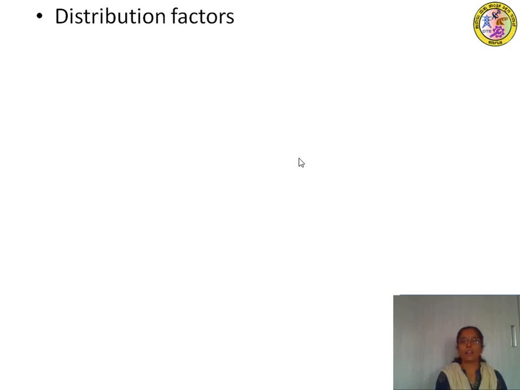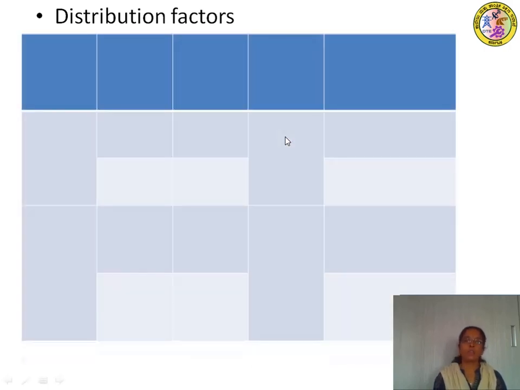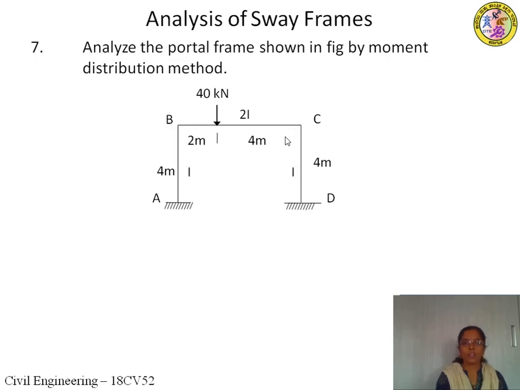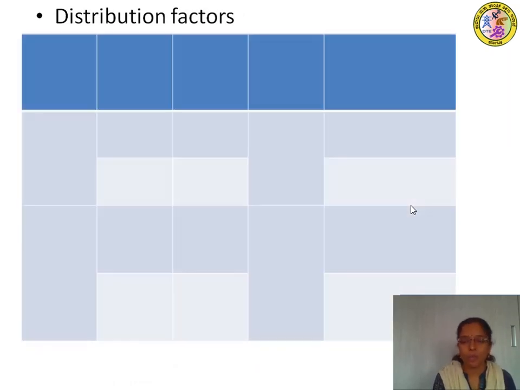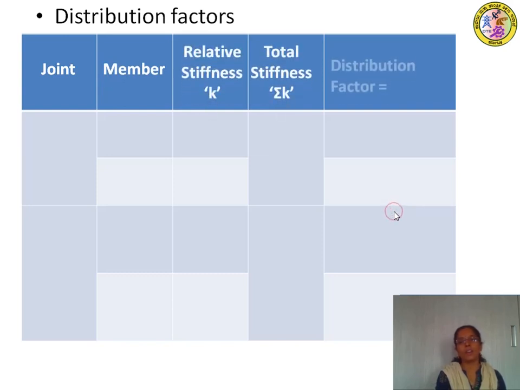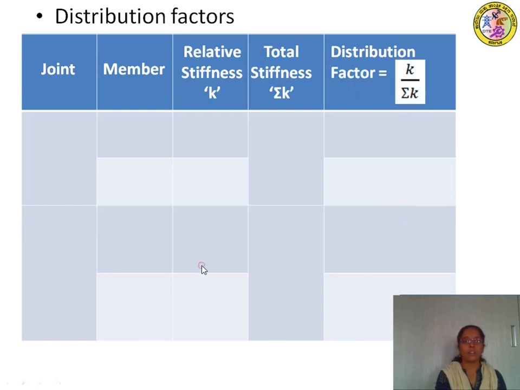Therefore first we will calculate distribution factors in case of sway frames. We know that distribution factors are calculated for the intermediate joints. So B and C are the intermediate joints and BC is the intermediate span, and the far ends A and D are fixed. Therefore the relative stiffnesses will be I by L only. The table is in the usual form: the first column joint, member, relative stiffness, total stiffness, and distribution factor. So let us consider the first joint B, the member as BA.